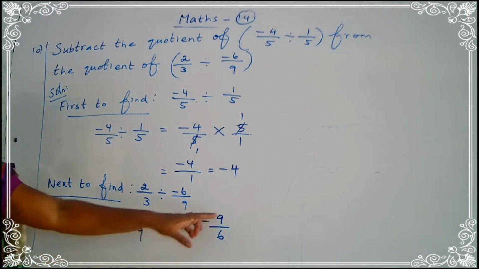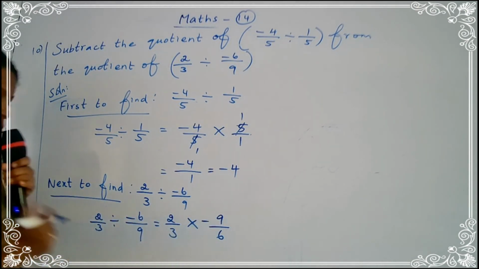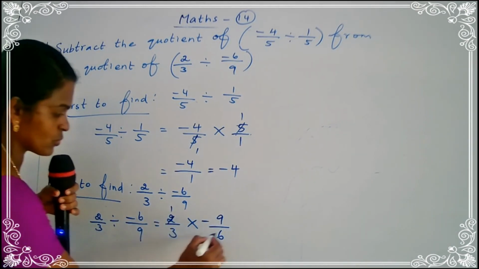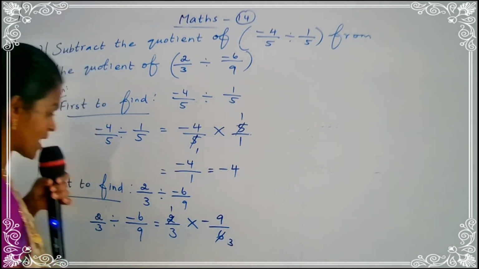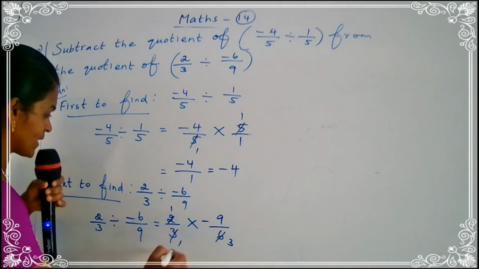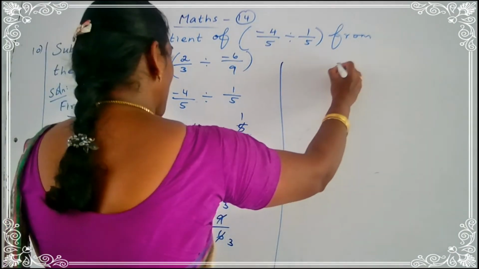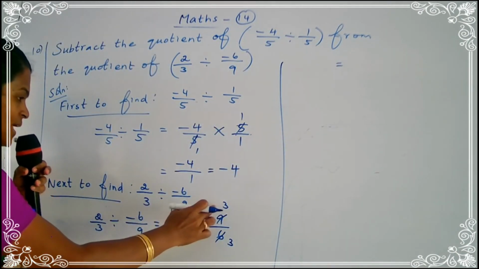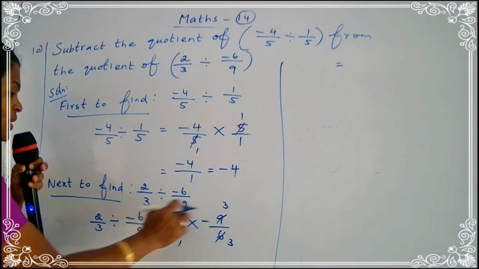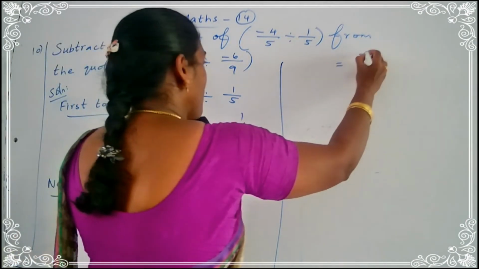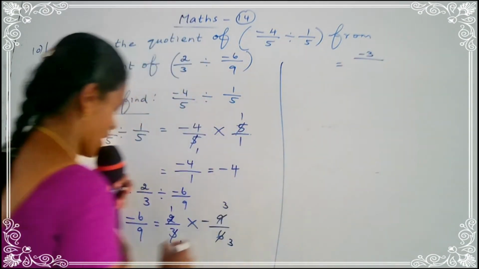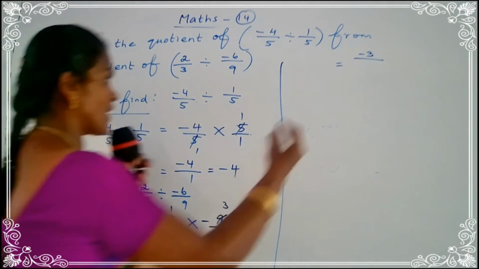6. Okay. Now are there any common factors? Yes. 1 2 is 2. 3 2s are 6. 1 3 is 3. 3 3s are 9. Okay. So the remaining, how much is there? In the numerator you have here 1, here minus 3. So 1 into minus 3, minus 3 upon, here 1 3 is 3. So you cancel. Okay. Here also 3 3 cancel.